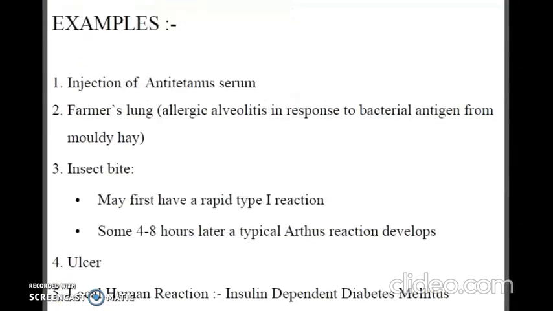Examples of Arthus reaction include injection of anti-tetanus serum, farmer's lung disease, and insect bite. Initially there will be a rapid type 1 reaction. Later, after 4 to 8 hours, the typical Arthus reaction will develop. It also occurs in the case of ulcer, and also in insulin-dependent diabetes mellitus.